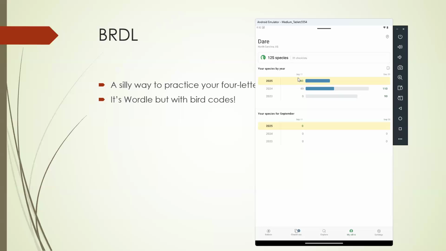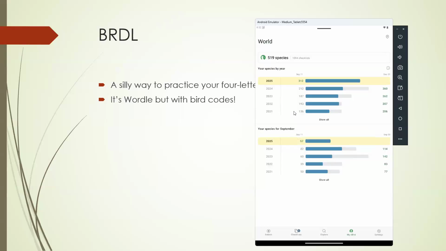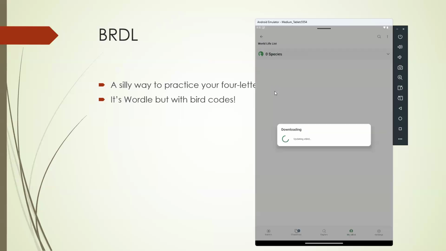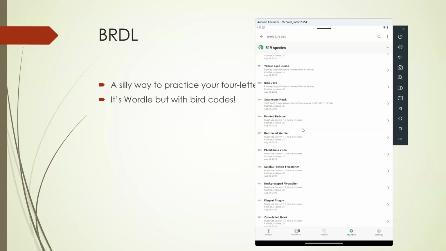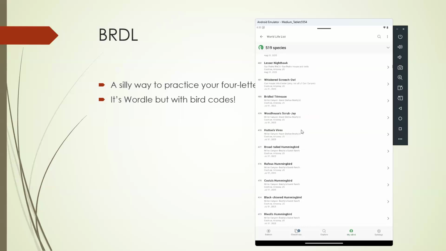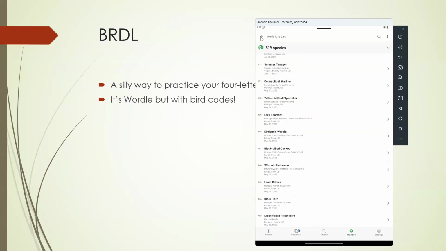Now, last thing, the other thing about it is, let's say we put it in world mode. A lot of the numbers in here are things you can click on. So for example, if I tap on my species count for world, that'll actually bring up my life list for the entire world. So you can scroll through it and see what your sightings are and all that stuff.